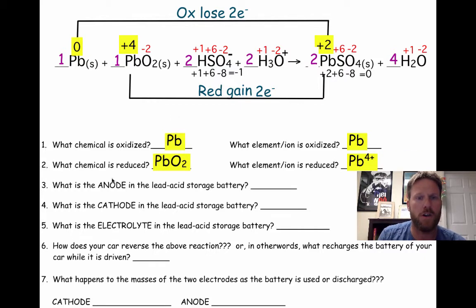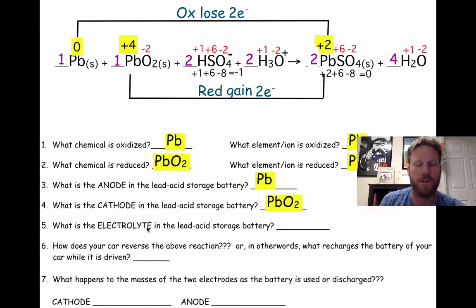What is the anode in the lead acid storage battery? Well, oxidation occurs at the anode. So the anode is lead. What is the cathode? Reduction occurs at the cathode. So the cathode is lead oxide. The electrolyte for this battery happens to be the sulfuric acid.